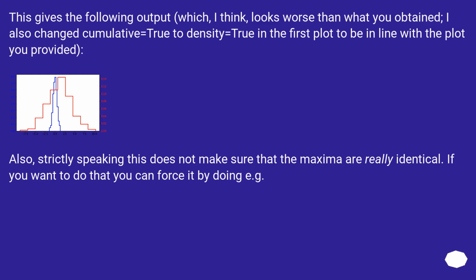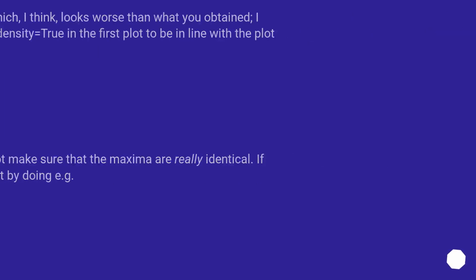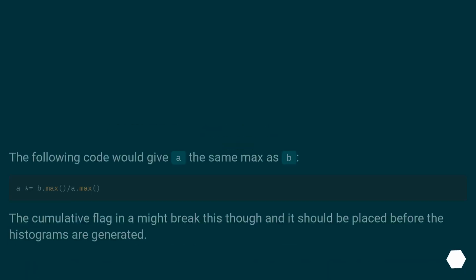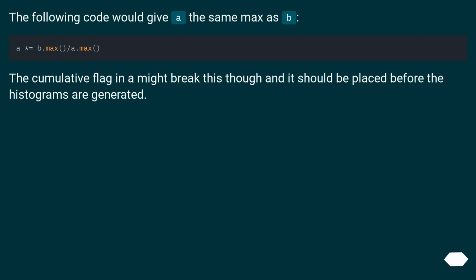If you want to do that, you can force it by doing, for example, the following code, which would give A the same max as B. The cumulative flag in A might break this though, and it should be placed before the histograms are generated.